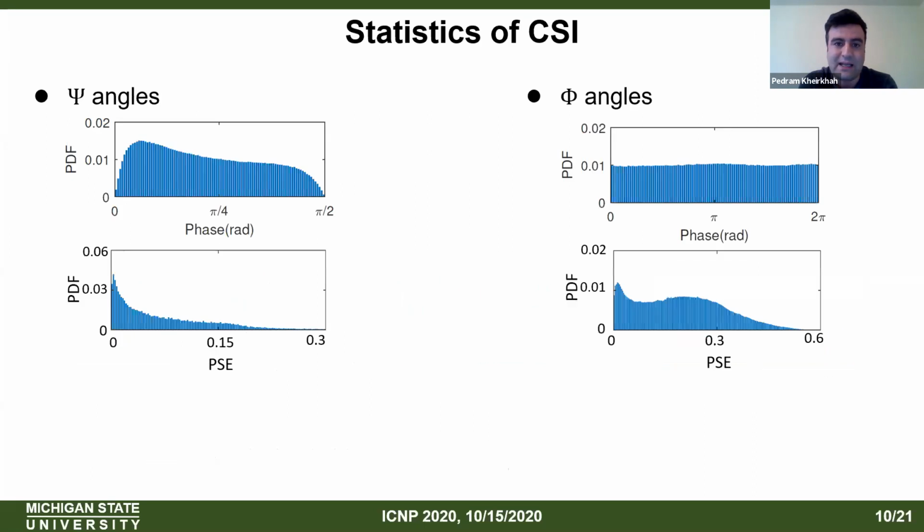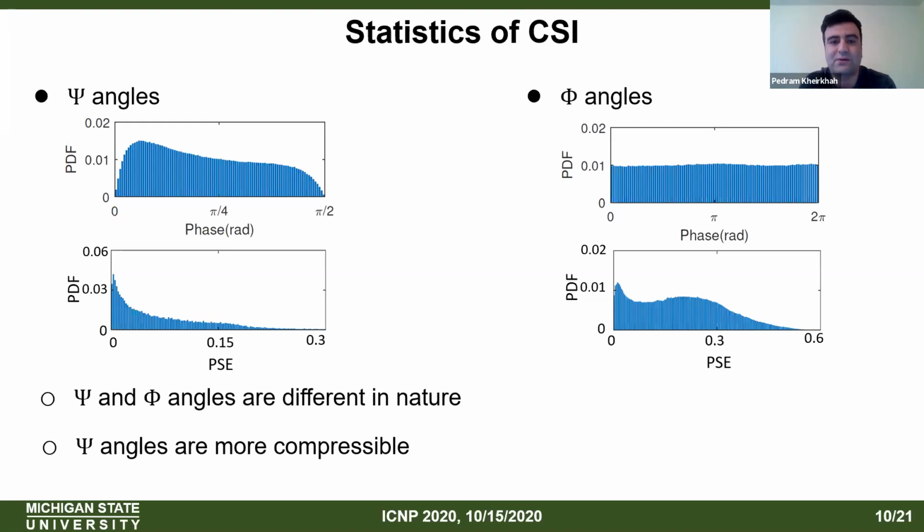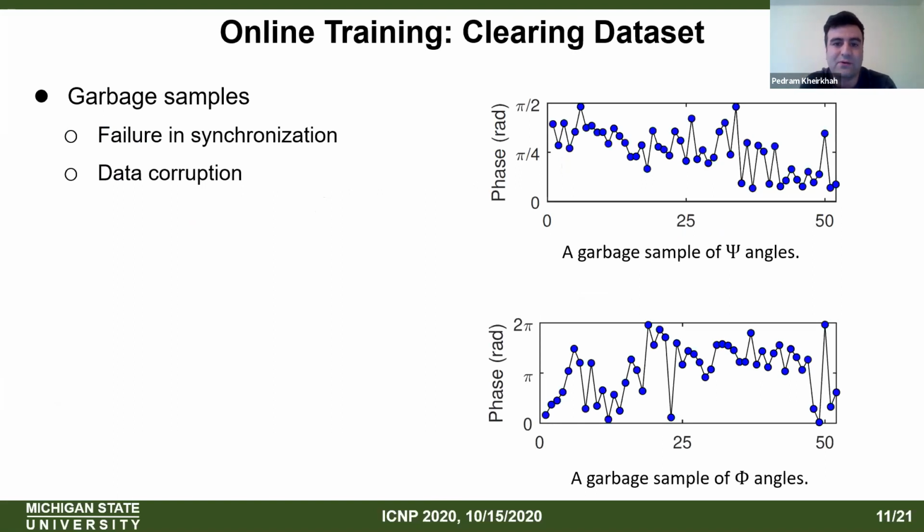Knowing the PSE, we can look into the features of the angles. As I said, these angles are the real CSI in the Wi-Fi network. We can see the statistics of this CSI. So you can see the psi angles and phi angles have different distributions and different PSE features. So here we decide to train two different autoencoders, one for each of these angles. We collect the data and train two autoencoder networks in parallel, one for each of these psi and phi angles. And you can see that the psi angles have lower PSE, so they are more compressible than phi angles, which have higher PSE. So now let's go back to our first challenge, which is detecting the meaningful and unmeaningful samples.